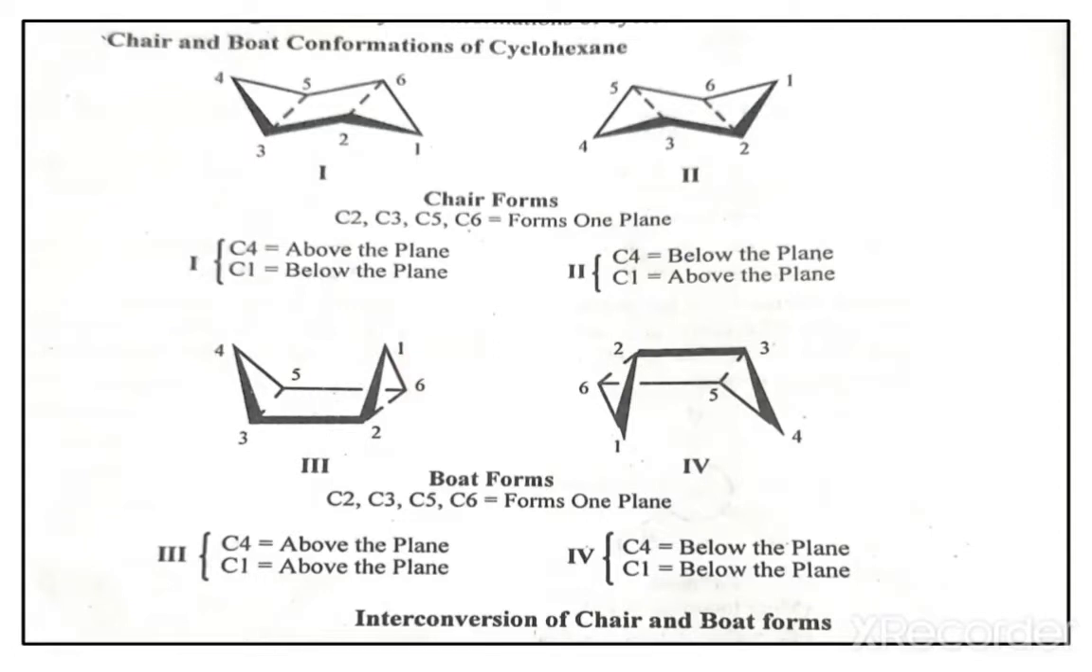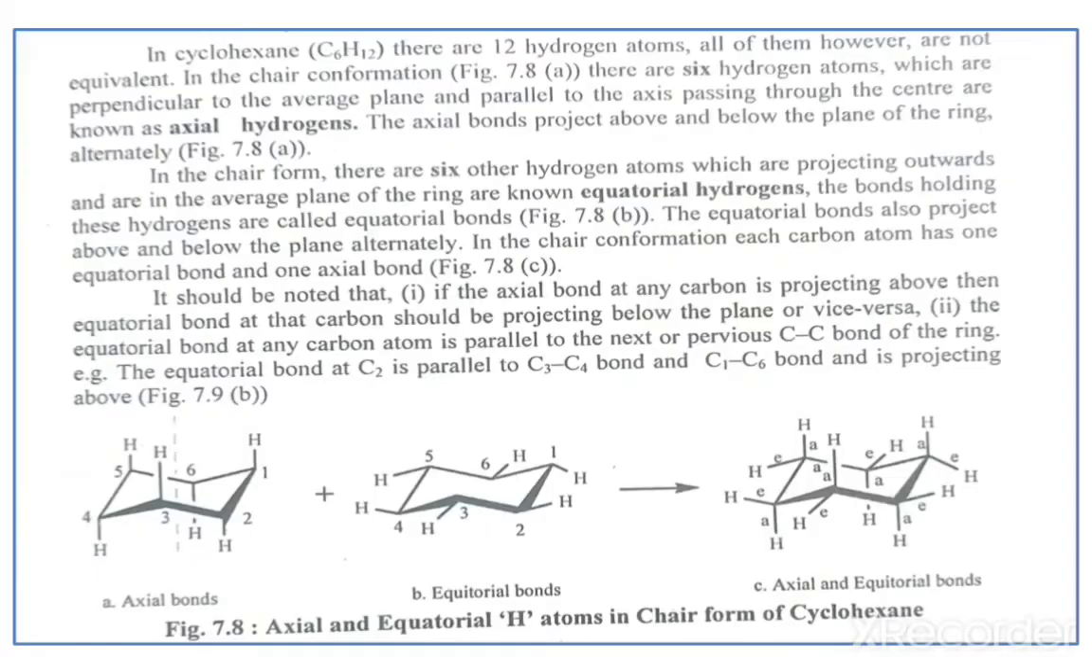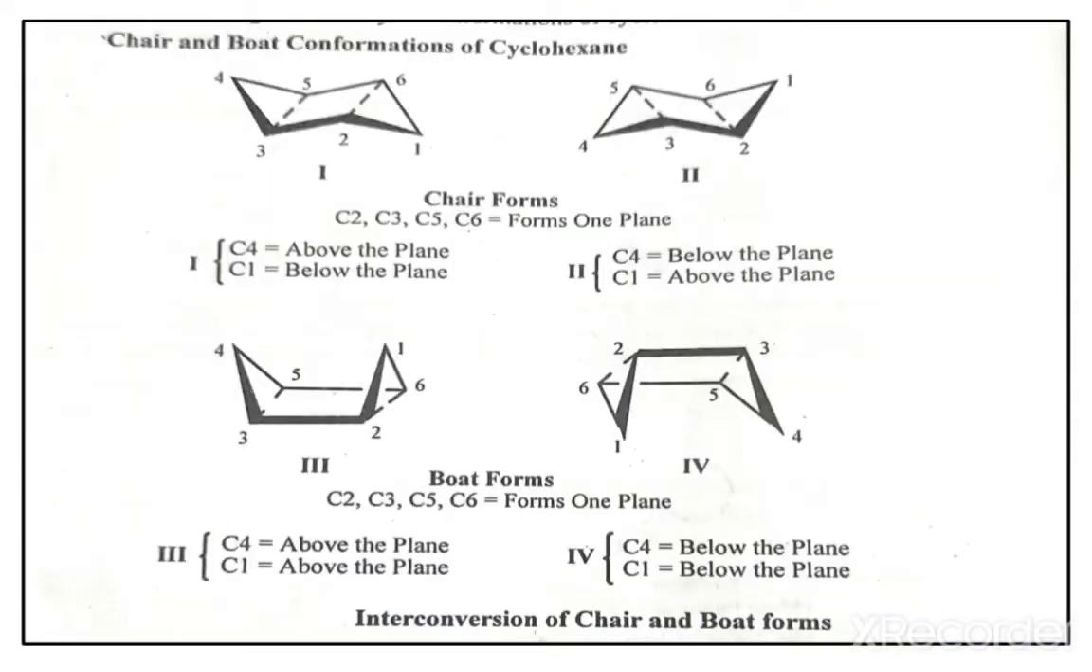Now the chair and boat forms are interconvertible by rotation about the carbon-carbon single bonds. That means by simply rotating about the carbon-carbon single bond, we can convert chair to boat.